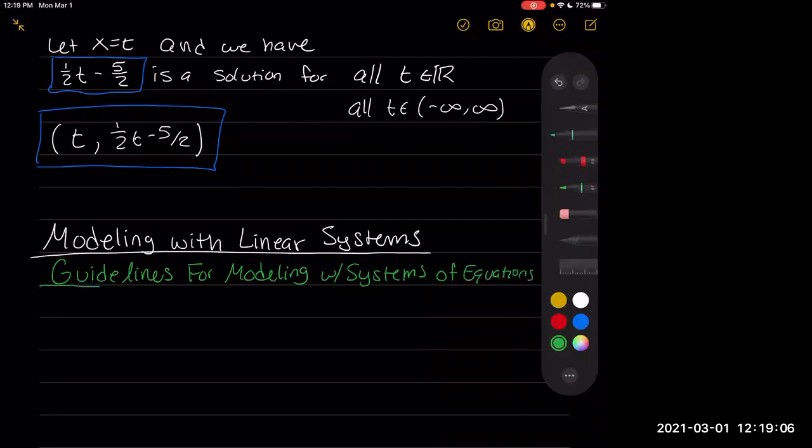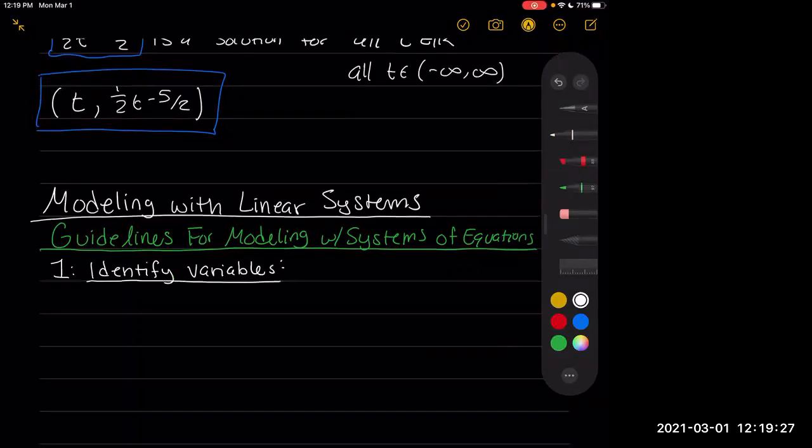So we're going to go over guidelines for modeling with systems of equations. Our first step is going to be identifying the variables. So we're going to identify the quantities that the problem asks you to find.